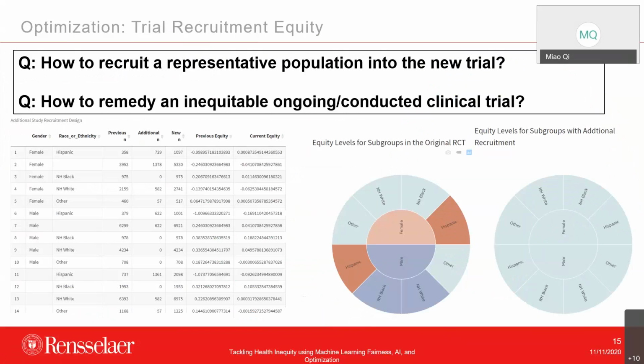And our optimization strategy on the trial recruitment equity provides answers to the researchers on questions such as how to recruit a representative population into the new trial, how to remedy an inequitable ongoing or conducted clinical trial. The plan details are displayed in a table, and the equity evaluations are additionally provided here as summarized figures to help the users identify the improvement of the study equity based on our suggestion.